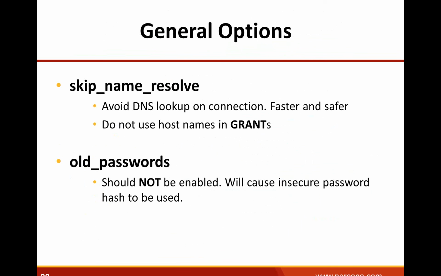Skip name resolve. Another option to increase robustness of your system. If you enable this option, you will avoid the DNS lookup, both forward DNS and reverse DNS, on connection, which is both faster and safer, making you less dependent on your DNS infrastructure. Right? So that's why I would recommend that. If you set this option, then you cannot use hostnames in your grant statements anymore. That's essentially the only downside.